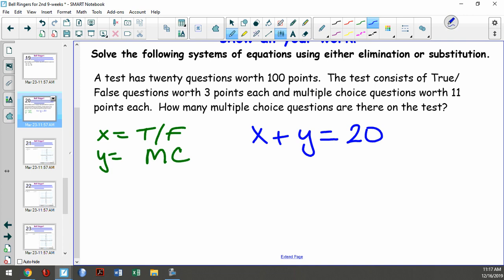Then it says the true and false are worth 3 points each, so that's going to be 3x. And then 11 points each for my y, and that has to equal the total points on the test, which is going to be 100 points. Do we all understand that? So if you solve this, how many true and false are you going to have versus multiple choice? 15 what? 15 true and false, 5 multiple choice. Okay? The biggest issue was coming up with the equations.